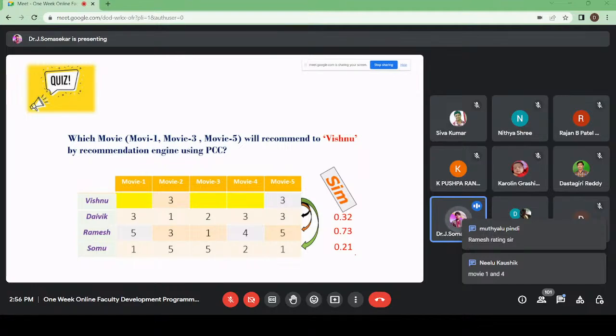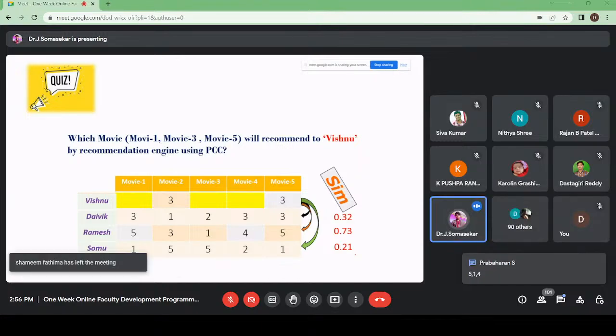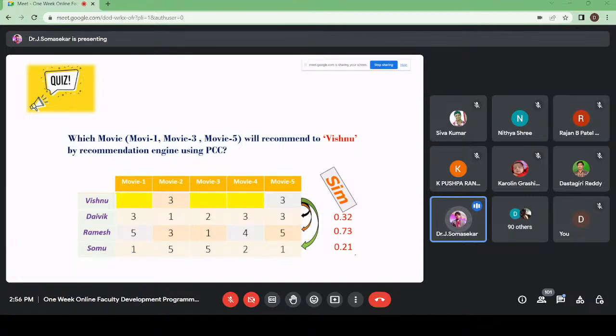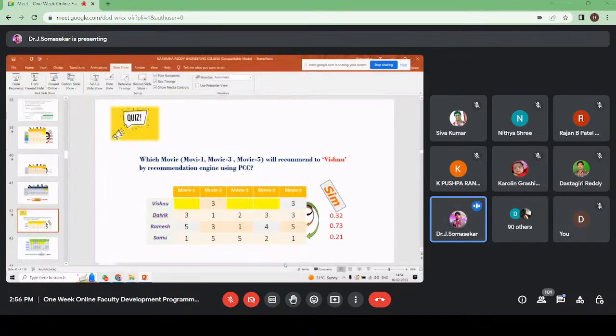More than 50% of the solution I already provided here, the evaluation of PCC, because it will take time to evaluate. That's why I gave it on the right side. So 32%, 73%, 0.21 means 21%, like that. Let me check the chat box for any answers or responses from the participants. If not, I'll provide the answer also. There is no issue. It's a very simple, basic idea only.